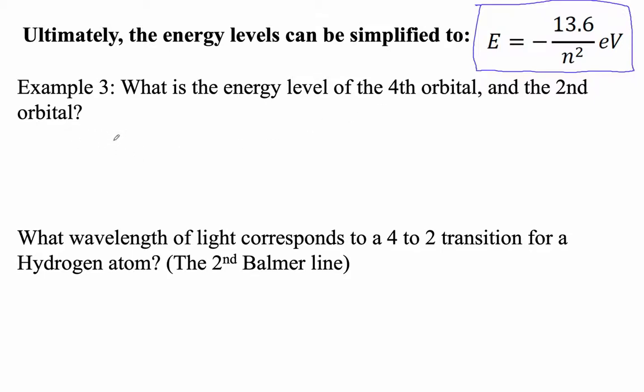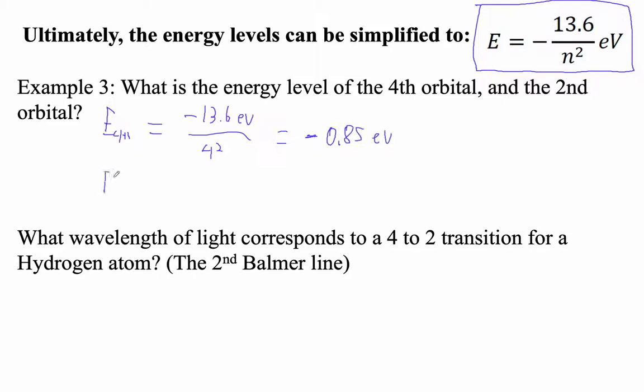Okay, so let's figure this out. Fourth orbital and the second orbital. The energy of the fourth is equal to negative 13.6 eV divided by 4 squared. That's not too hard, is it? All right, so let's do this. Negative 13.6 divided by 4 squared. And I'm getting that is negative 0.85 electron volts.